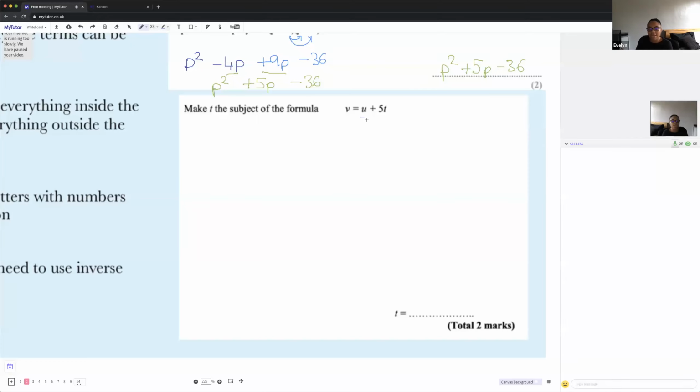So if I'm adding u on the right hand side, I want to subtract u on both sides. So I've got v minus u, and I'm left with 5t on the right hand side. And the last thing we can do to get t by itself is to divide by 5 on both sides. So we've got v minus u over 5 equals t, and that would be our answer to get 2 marks.